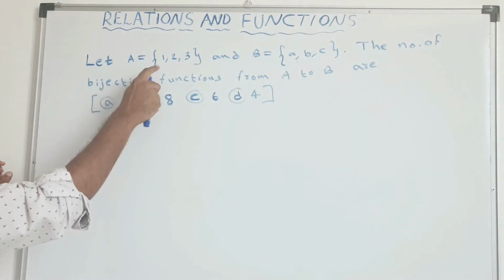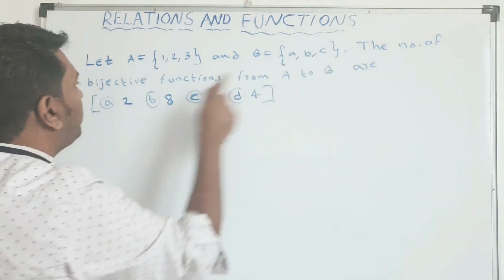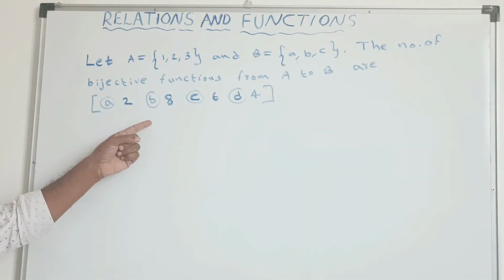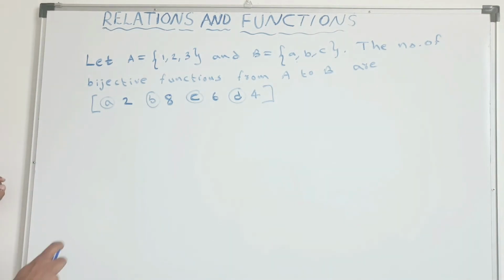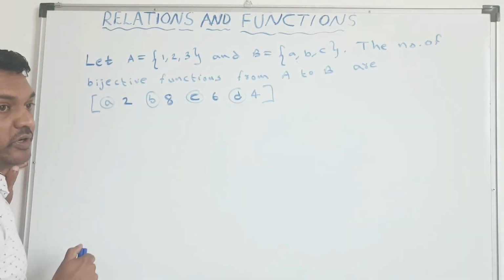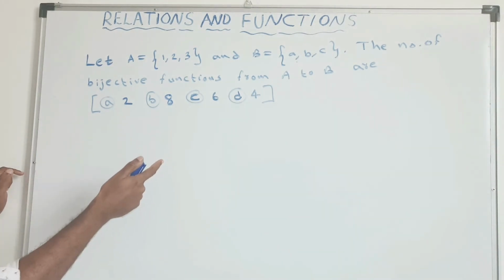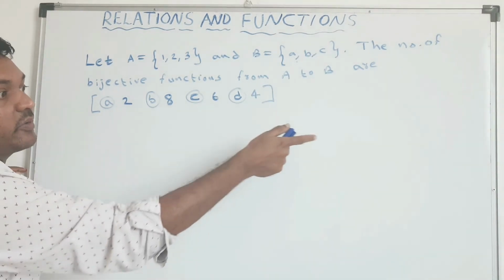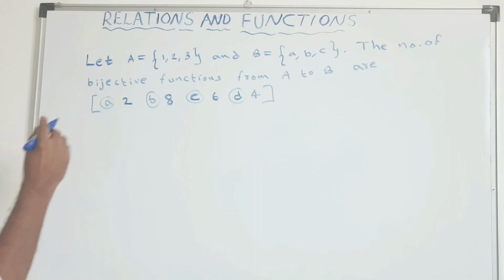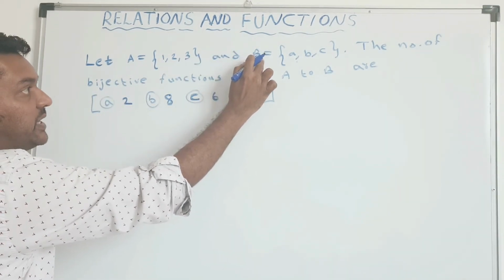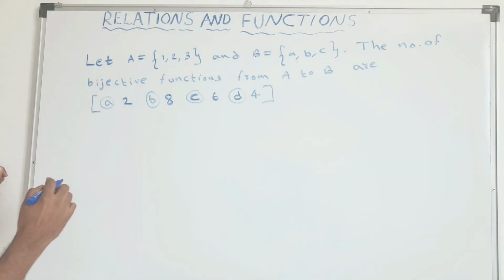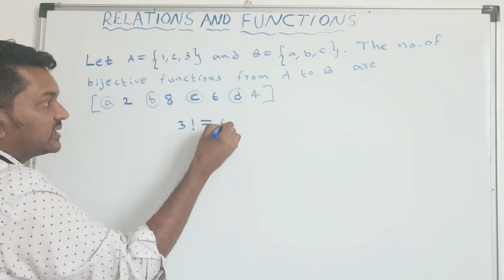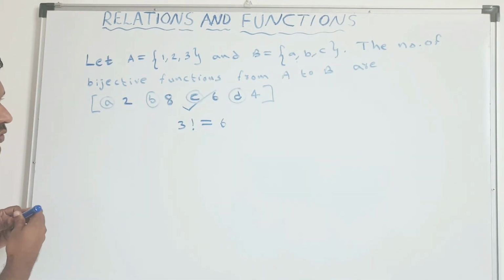Now next question. Let A equal to set 1, 2, 3 and B equal to set a, b, c. The number of bijective functions from A to B are. Options are given. This question I have already explained in my another video. Easy way to find number of different kinds of functions: number of bijective functions, number of surjective mappings, number of injective mappings. Various conditions I have explained in that video. Now if number of elements in A and number of elements in B are equal, then the formula is n factorial. n is 3. 3 factorial, which is 6. Option C is our correct answer for this.